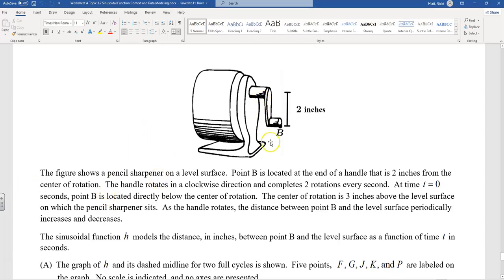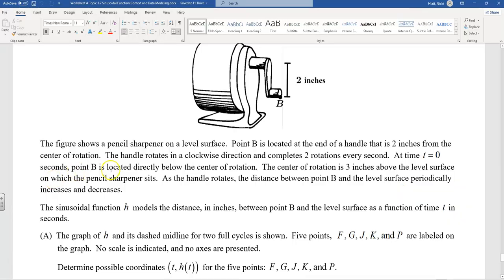So the pencil sharpener here is on a level surface. Point B is located at the end of a handle that is 2 inches from the center of rotation. The handle rotates in a clockwise direction and completes 2 rotations every second. At time t equals 0 seconds, point B is located directly below the center of rotation. The center of rotation is 3 inches above the level surface on which the pencil sharpener sits. As the handle rotates, the distance between point B and the level surface periodically increases and decreases. And then it tells us about the sine function.